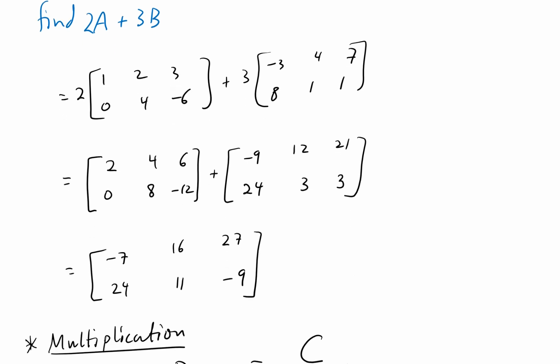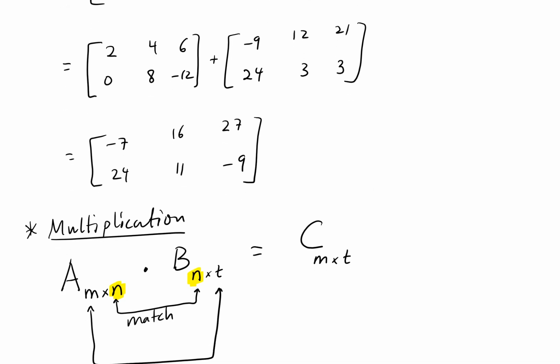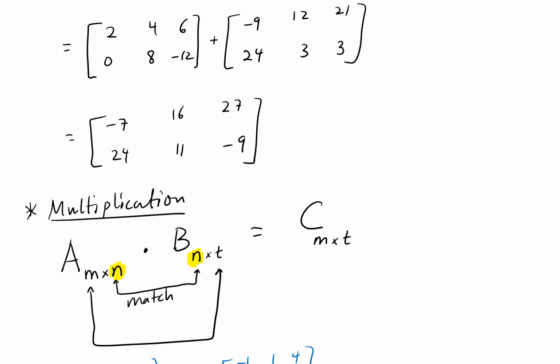Multiplying matrices, maybe I went over this a couple of weeks ago, but we can repeat it here again. To multiply matrices, let's say you're multiplying m by n times n by t. The n's must match to get m times t as a final answer. So the middle ones must match in order for us to be able to multiply matrices. And what you get is the first dimension and the last one, m by t.